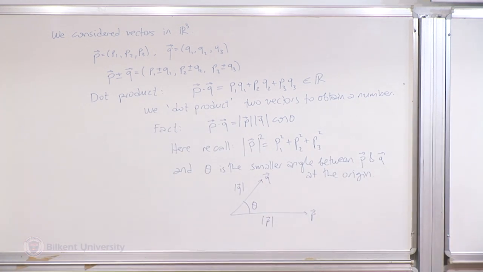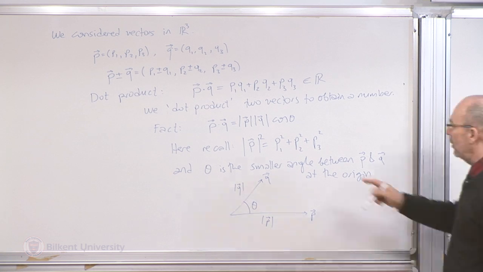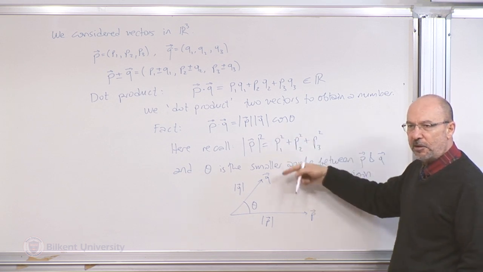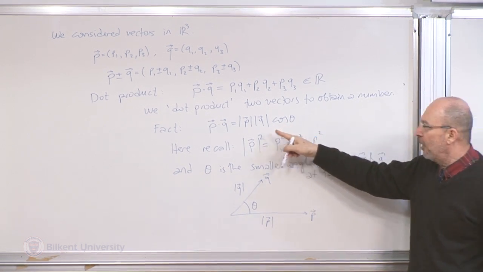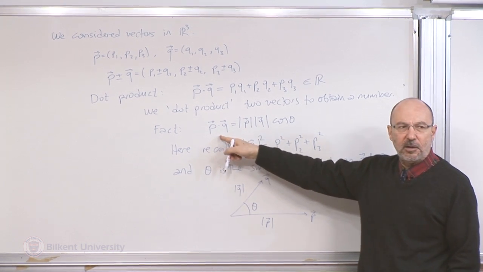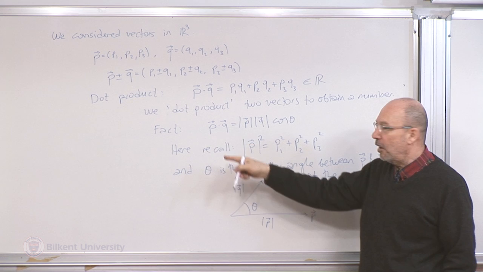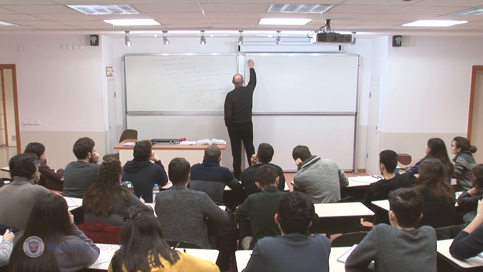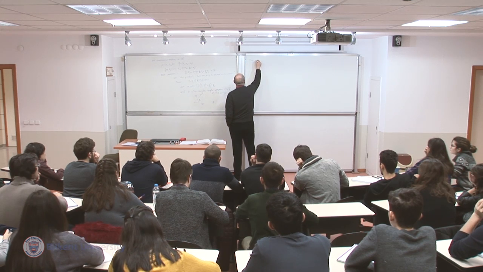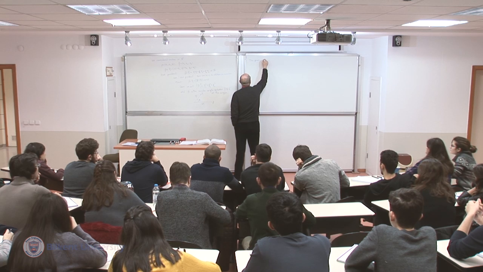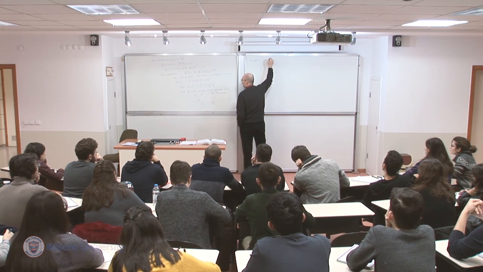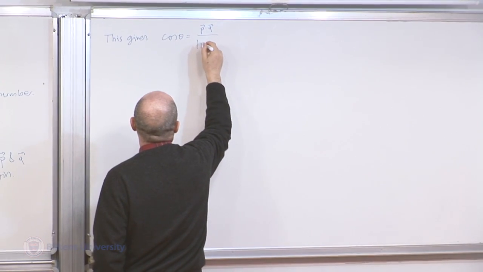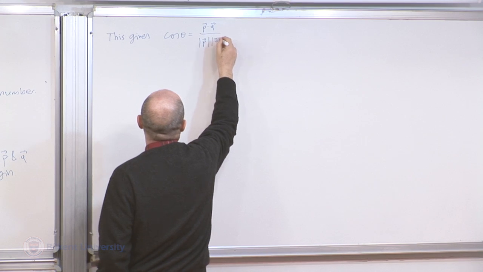So this tells us that we can recover a geometric property here. Given two vectors, it's difficult to calculate the angle between them, but this number is immediately calculable. You just multiply the corresponding numbers and add, and you obtain a number. So this gives cosine theta equals P dot Q over the product of the lengths.